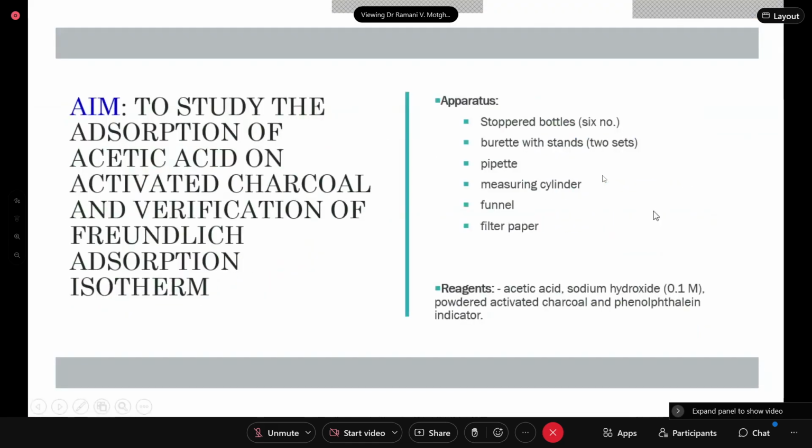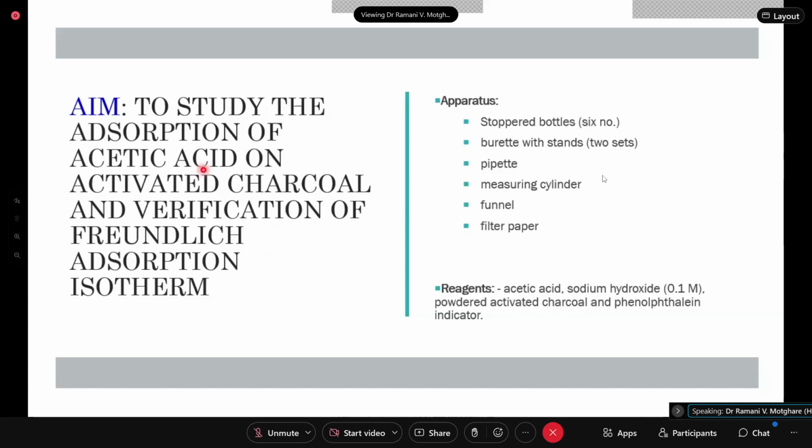Okay. Now coming to the Freundlich adsorption isotherm. This is the fourth experiment or fifth experiment. Fifth experiment. Sixth, this is the sixth experiment, ma'am, because the first four were alkalinity, hardness, dissolved oxygen, free chlorine. The fifth was ion exchange capacity. Then the sixth one is to study the adsorption of acetic acid on activated charcoal and verification of the Freundlich adsorption isotherm.